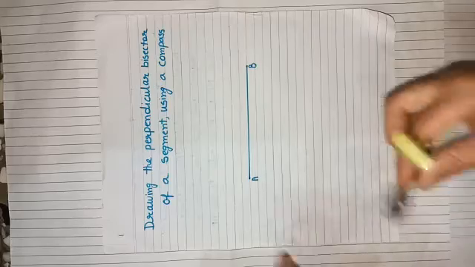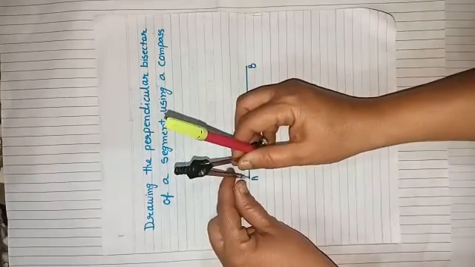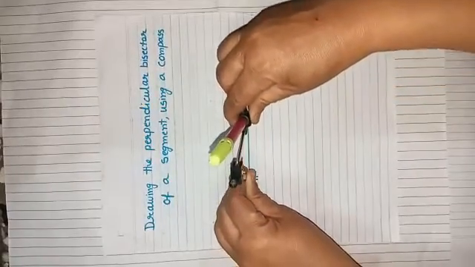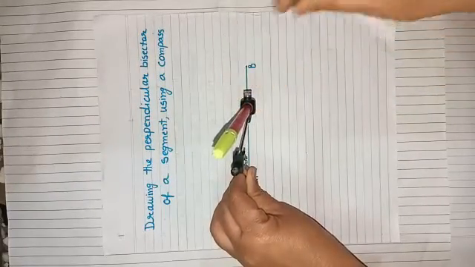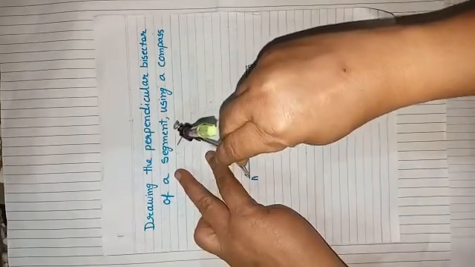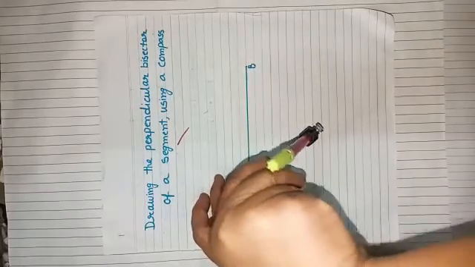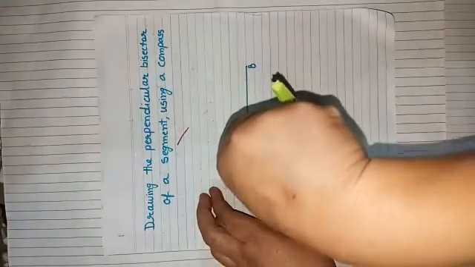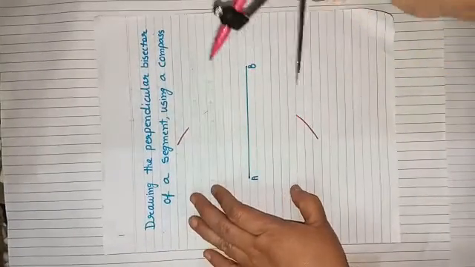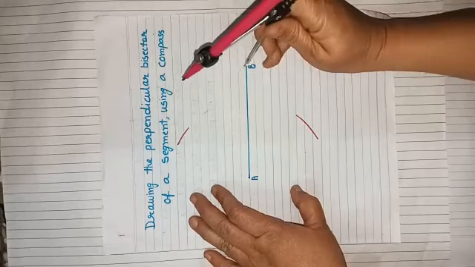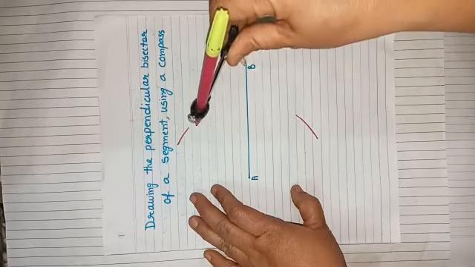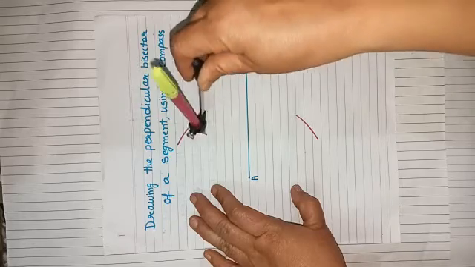Now keeping the steel point of the compass on point A, and taking a distance which is greater than half of line segment AB, I am going to draw two arcs above and below this line segment AB. Now students, keeping the distance the same, I am going to place the steel point of the compass on point B, and draw two arcs again which intersect the previous arcs in two points.